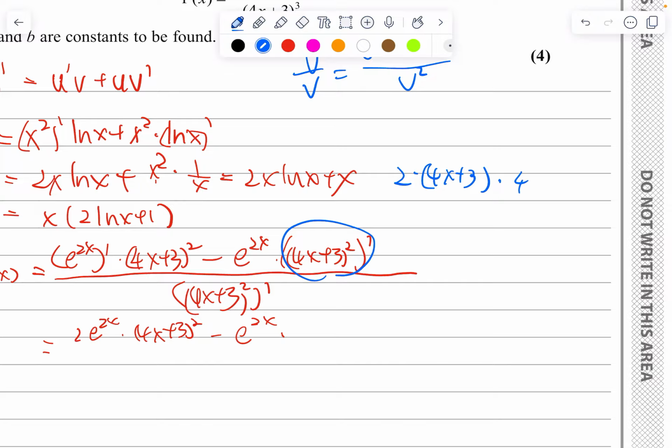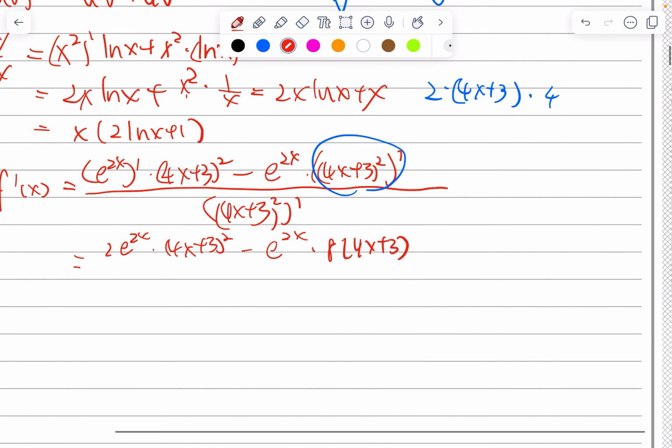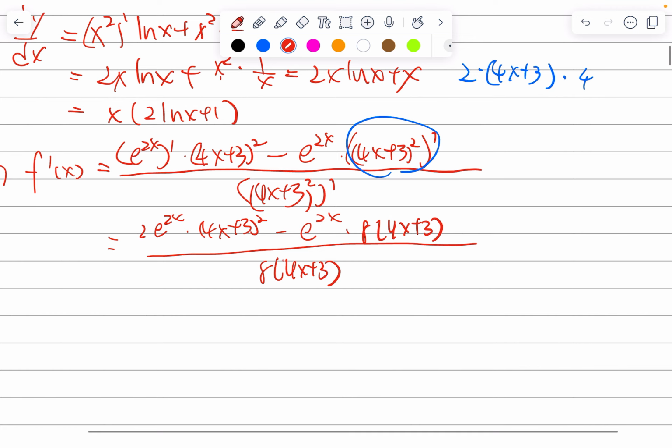So it'll be 4. So the total product would be 8 times 4x plus 3. Then this is the same, so it will be 8 times 4x plus 3, as we just discovered above. And then we can do some cancelling.